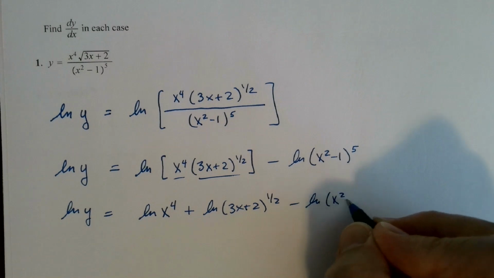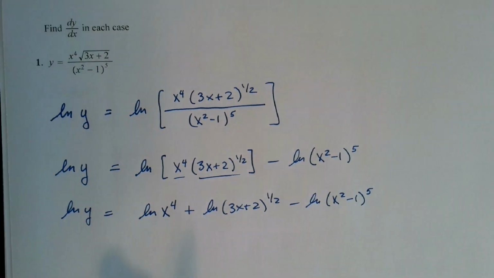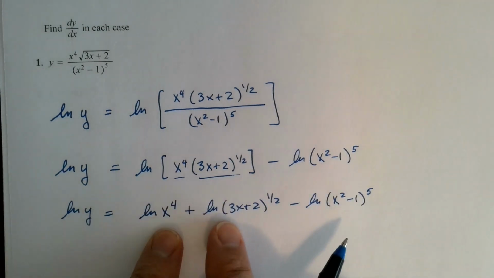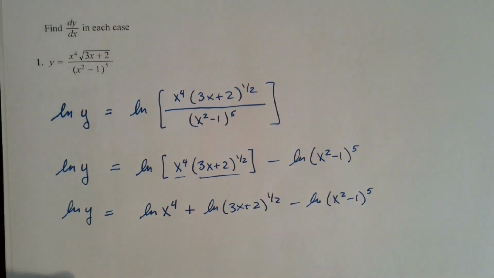Right? So I'm simplifying in the sense that I've broken up the product and got rid of the quotient. I don't have a quotient anymore, so I'm not going to have to use the quotient rule. I broke up the product, so I'm not going to have to use the product rule anymore. Okay? So I'm trying to alleviate things.